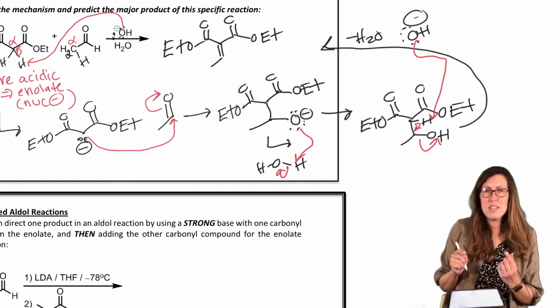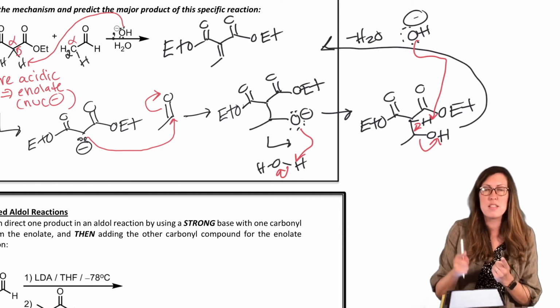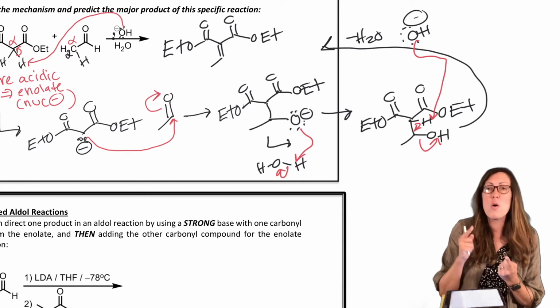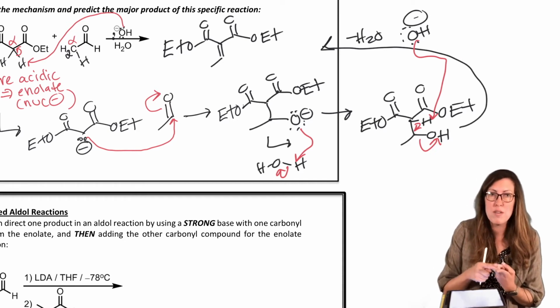Crossed aldol is best if only one gets to be the enolate. In other words, either because there's no alpha H on the other one, so it would never be the enolate anyway, or the other alpha H is not as acidic as the one you want to be the enolate. So there's a strong preference for one to be the enolate.